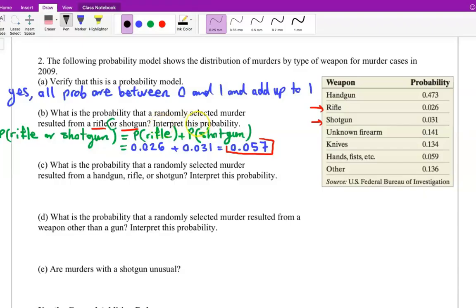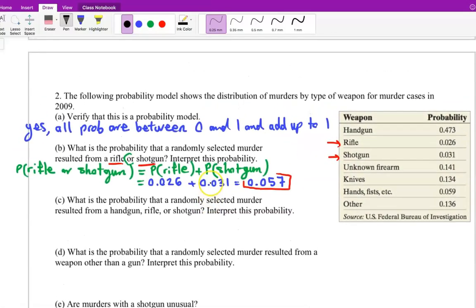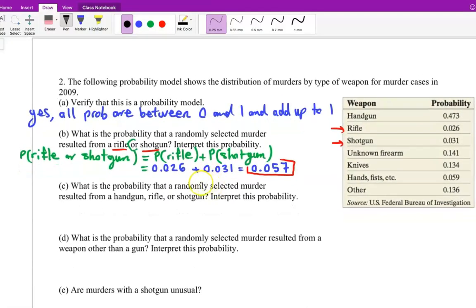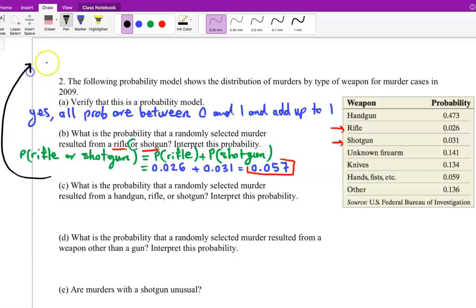And it's asking to interpret this probability. Okay, so we have this number. I'm writing this one on top. We have 0.057. That is equal to 57 divided by 1000.